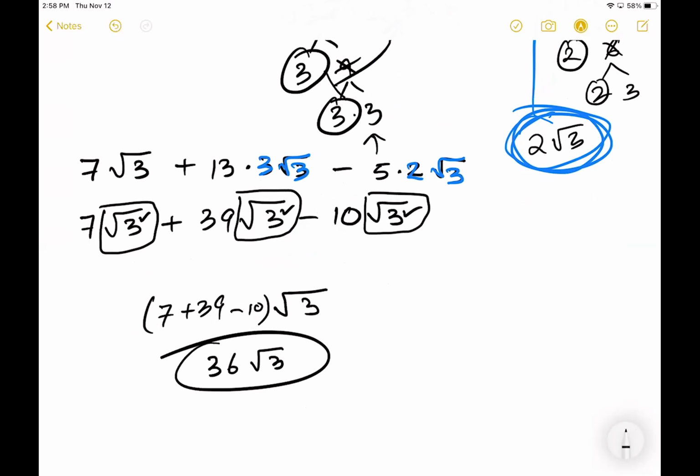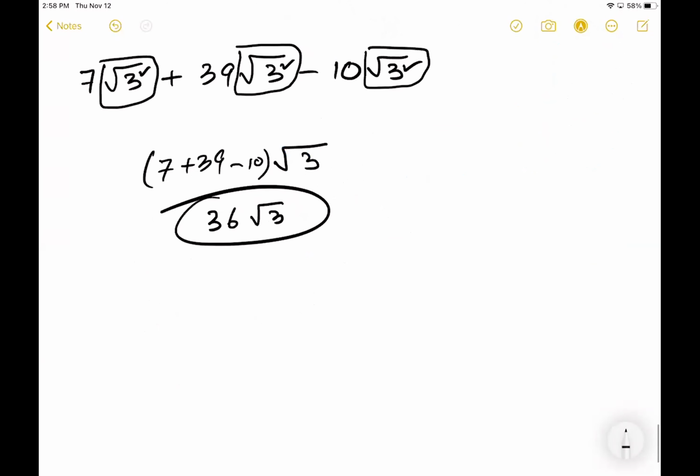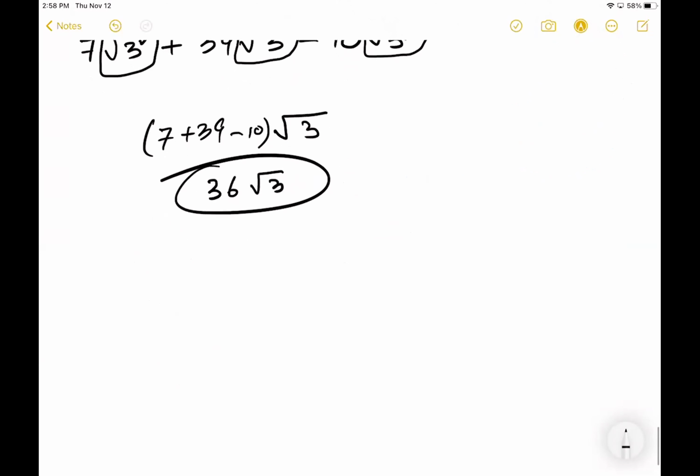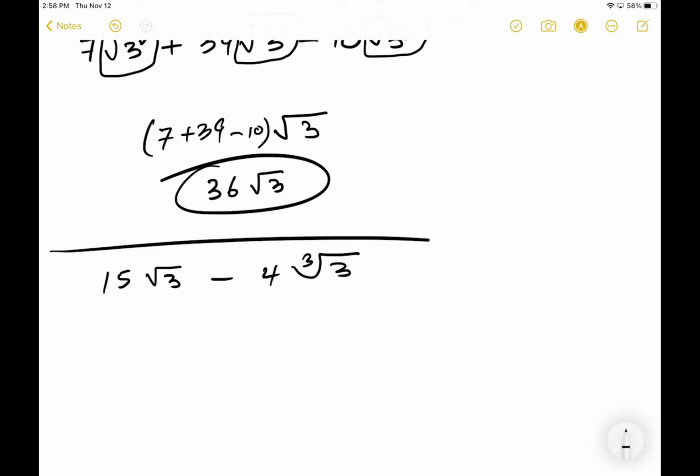In total, you have 36 square root of 3. Okay. Now, I know you are a little bit puzzled, but let's take a look at this. If we were to have this problem, ladies and gentlemen, there is nothing we can do. This is our answer.